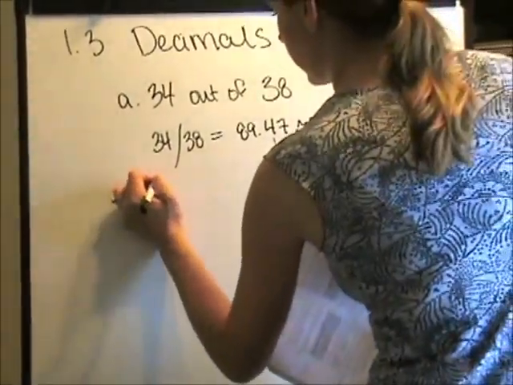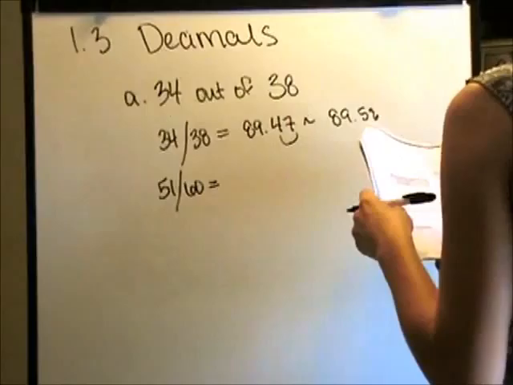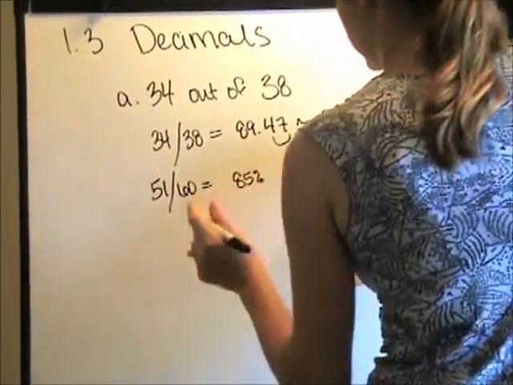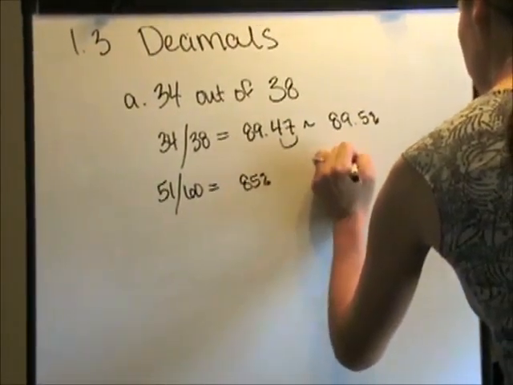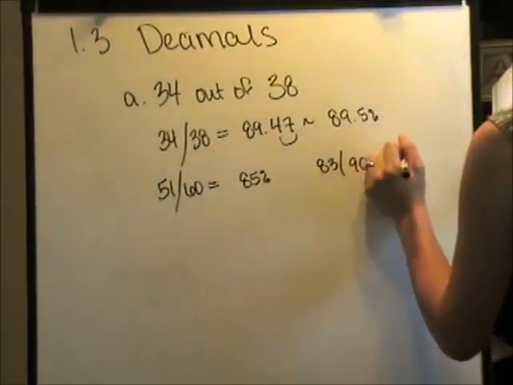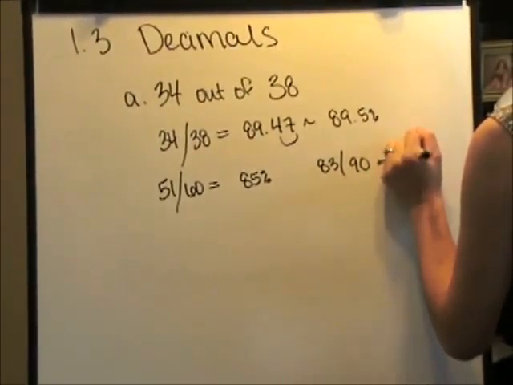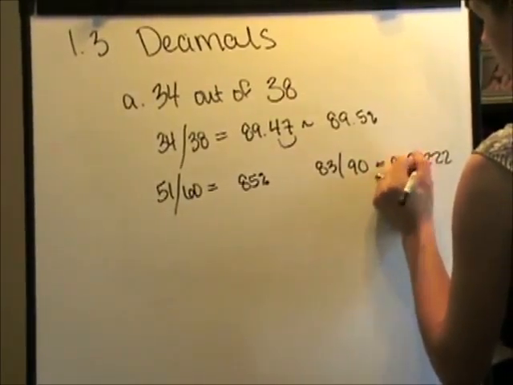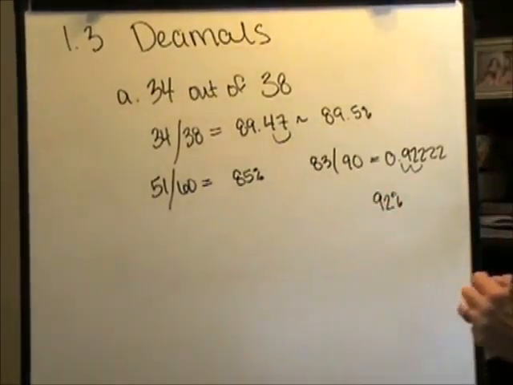51 out of 60 correct. We're going to divide 51 into 60, and that's going to give us 85%. And then the last one, 83 out of 90. And that is going to give us, if you divide it, 0.922222, and we're just going to round that down, move the decimal 2 to the right, and we're just going to keep it at 92%.